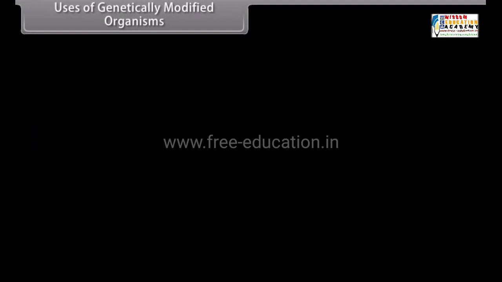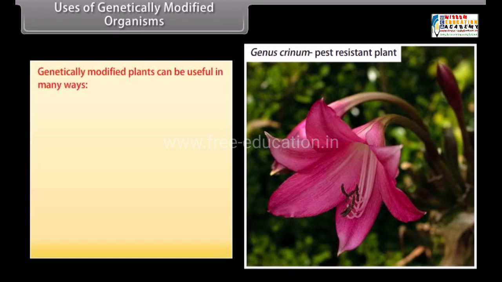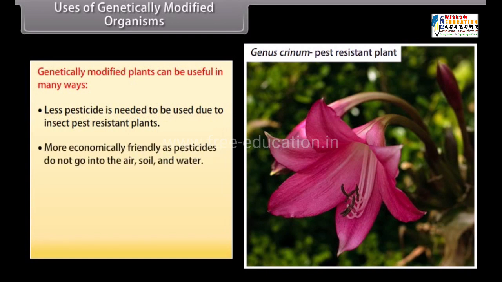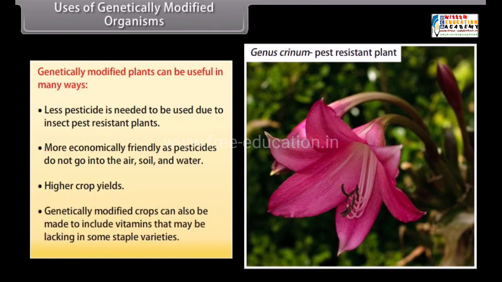Uses of genetically modified organisms. Genetically modified plants can be useful in many ways. Less pesticide is needed to be used due to insect pest-resistant plants. More economically friendly as pesticides do not go into the air, soil and water. Higher crop yields. Genetically modified crops can also be made to include vitamins that may be lacking in some staple varieties.